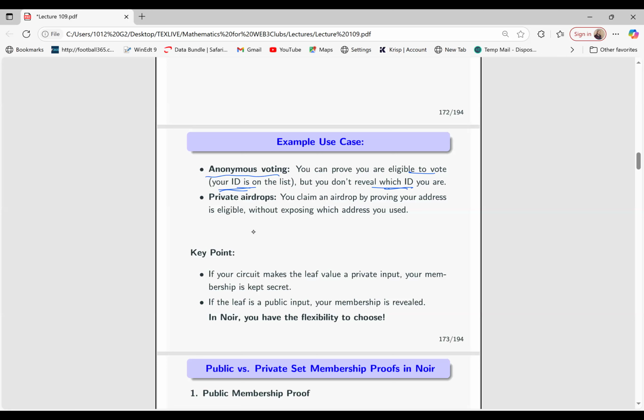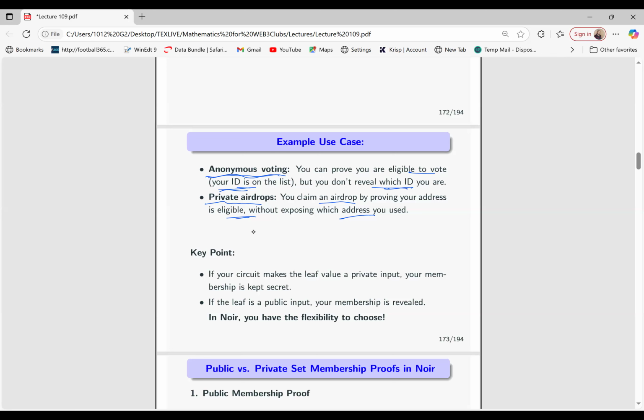You can write your code such that it does that. It's not the only thing you can do here. You can write so many other things about voting. You can also be writing about airdrops. Supposing you claim an airdrop, you just want to prove your address is eligible for the airdrop, but you don't want to expose your address.